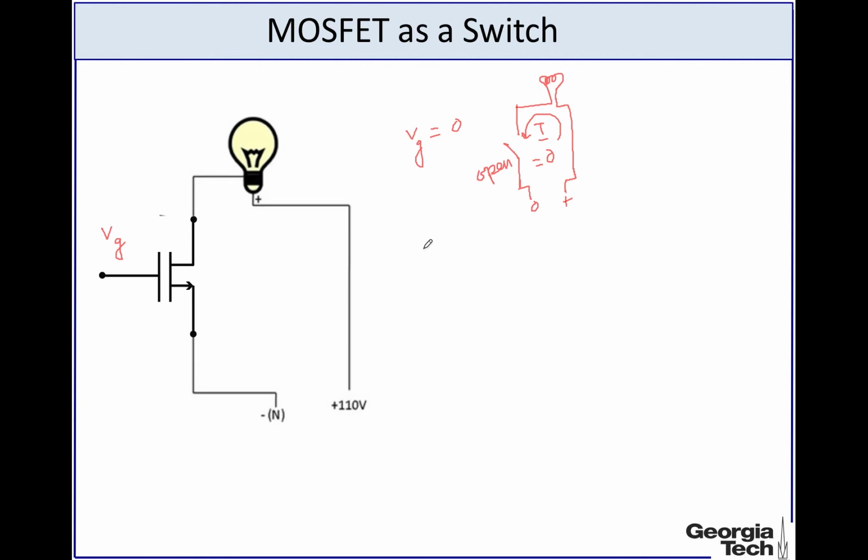On the other hand, what we are saying here is that if the gate voltage is larger than a certain voltage, which we call the threshold voltage, then the resistance here will be very small, and as such there will be a lot of current flowing through the circuit.